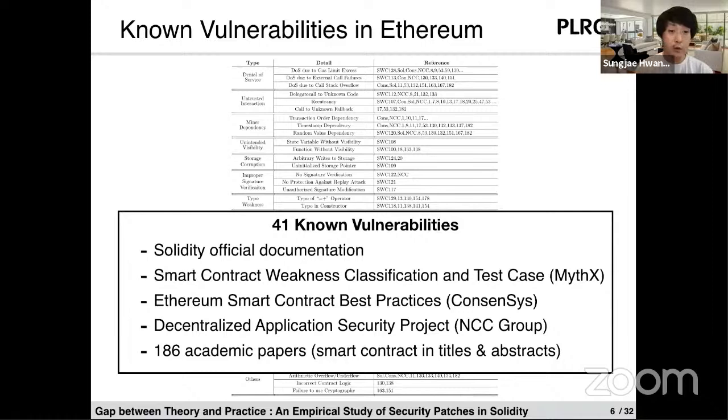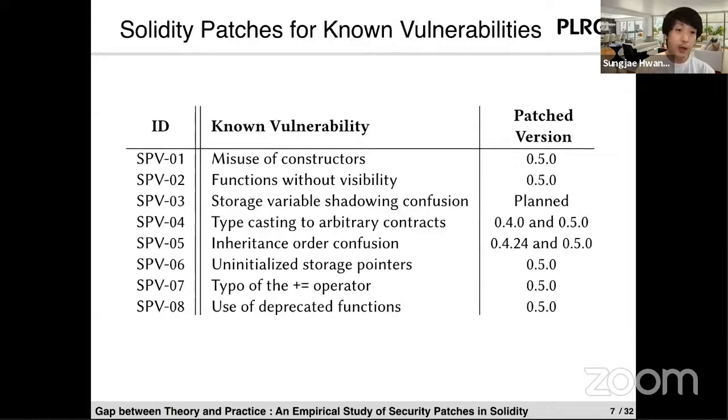So altogether, we collected 41 known vulnerabilities from these 5 sources. By checking release notes of the Solidity compiler and by dynamically testing our test code, we revealed that 7 of them are patched by the Solidity team and 1 patch is under development. The patched vulnerabilities are shown in this table, and all the security patches are adapted from the Solidity version 0.5.0. So 0.5.0 should be used in order to avoid known vulnerabilities properly.